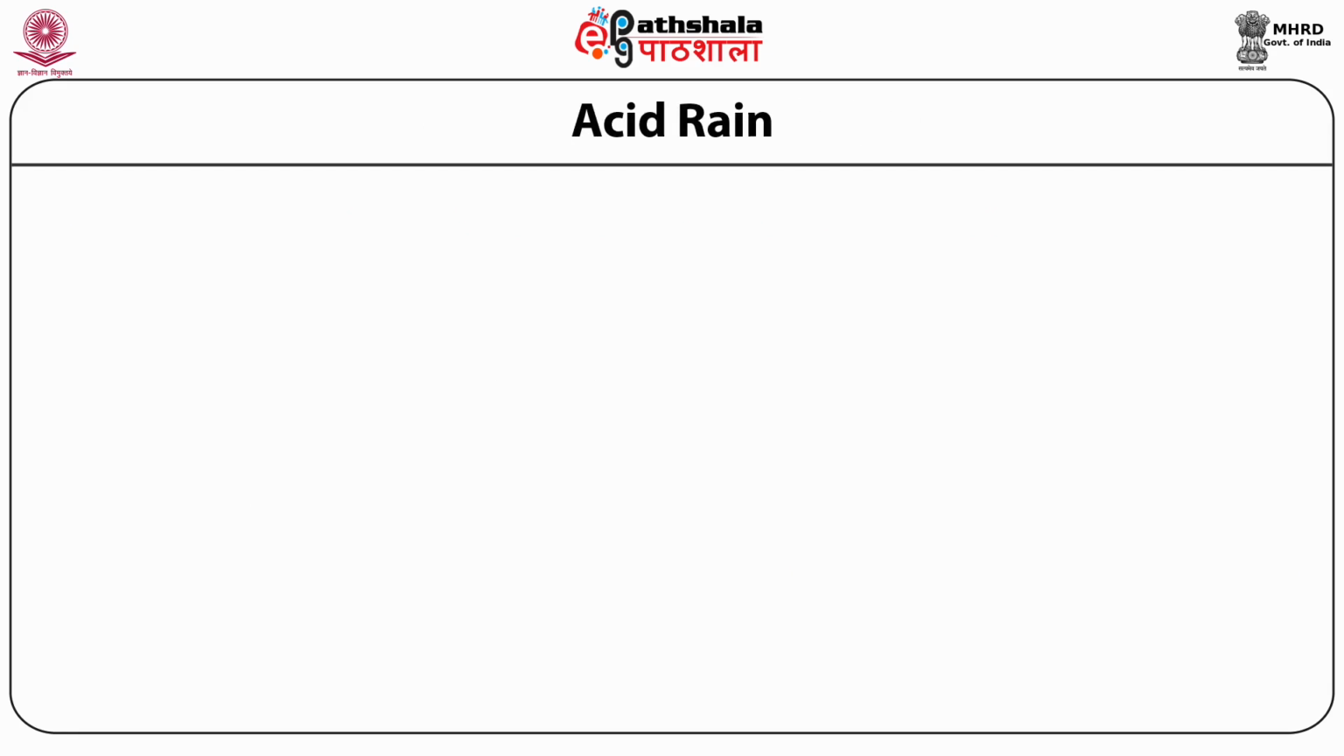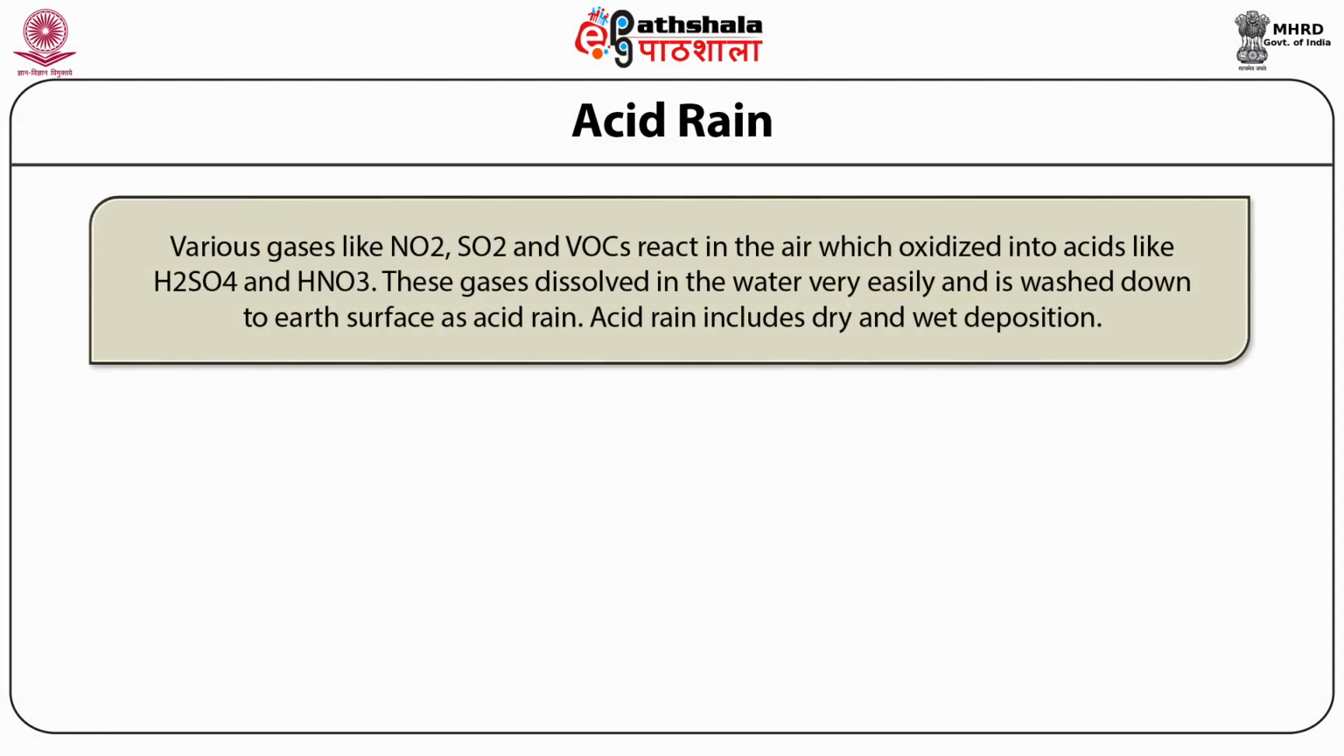Acid rain. It refers to several ways in which acids from the atmosphere reach the surface of the Earth. Various gases like nitrogen dioxide and sulfur dioxide are generated from the burning of coal and petroleum. These gases are highly reactive in the air, and oxidize into acids like sulfuric acid and nitric acid. These gases dissolve in water very easily, and are washed down to the Earth's surface as acid rain.